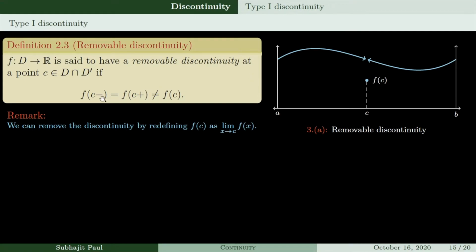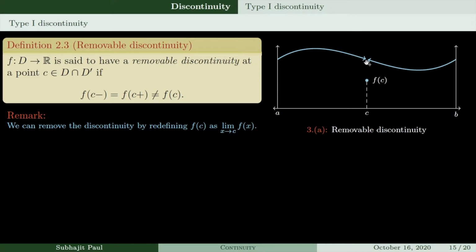Limits exist means both one-sided limits agree at that point, but the functional value is something different. So you can see your friend but not meet her. We can remove this discontinuity of this function by redefining the functional value at this point. So we can just bridge this gap by defining the functional value as this common value of the limit of the two one-sided limits.